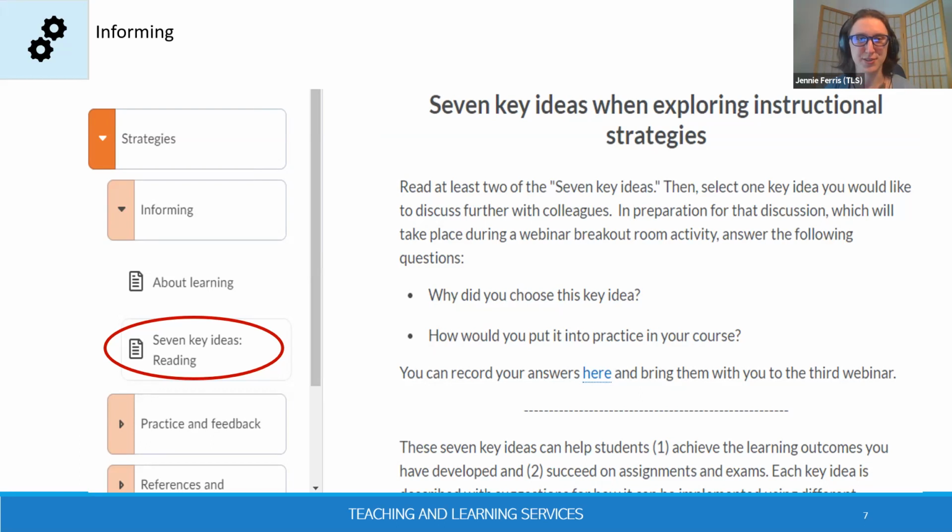And we had invited you to read this brief reading and note at least 2 ideas within the brief reading, and to pick one that you would like to discuss further with colleagues. So the guiding questions for the breakout room are on this slide, and Rose is also going to put them in the chat. And if you recorded your answers to these questions already in myCourses, feel free to draw on them during the discussion.